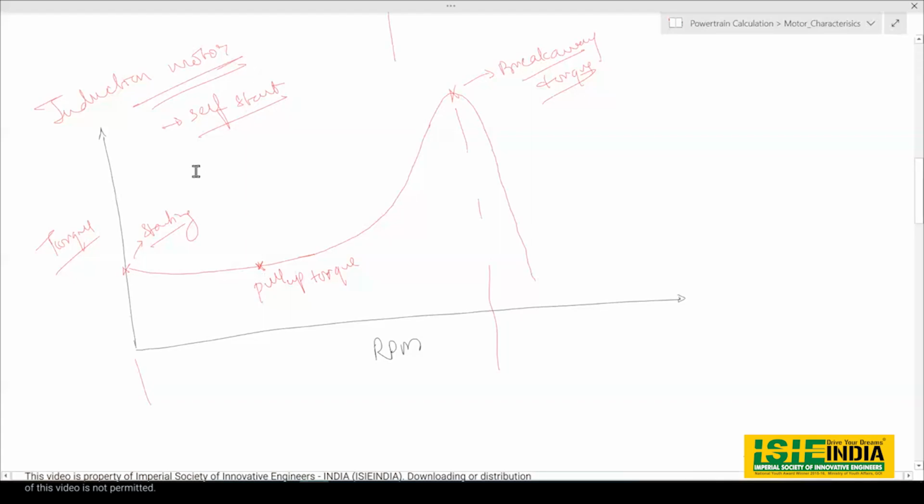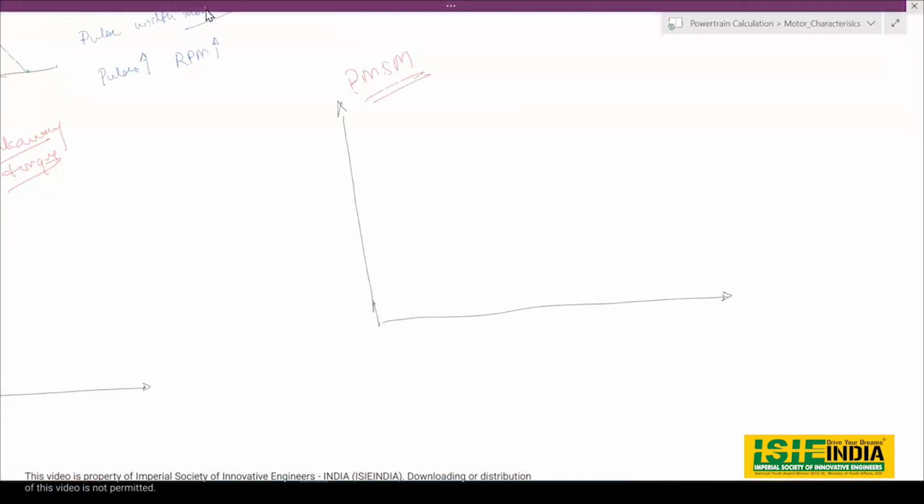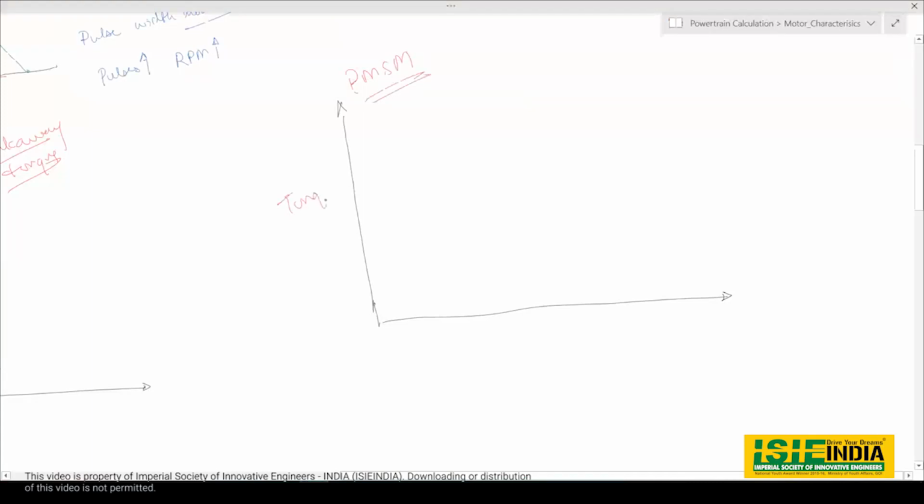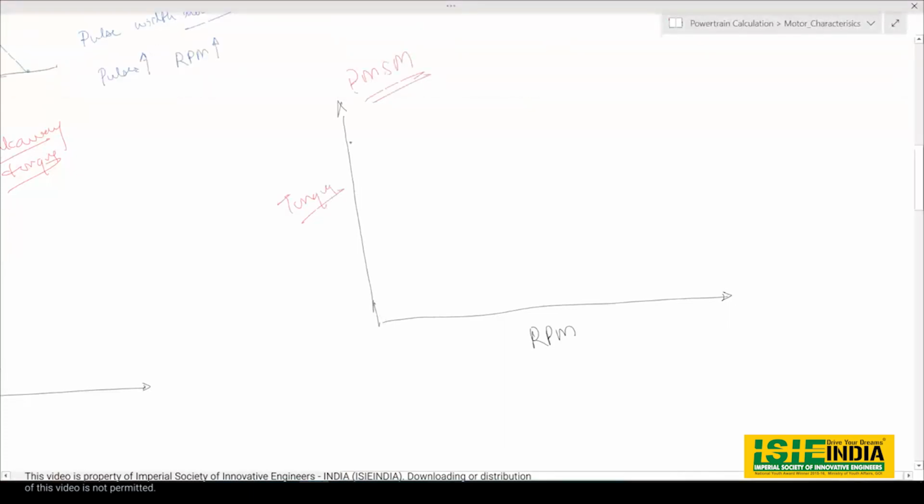Then you have the third type of motor, which is the PMSM motor, or synchronous motor. For the synchronous motor, the same thing: the torque graph is there and the RPM is there. For the synchronous motor, the graph is more like this.